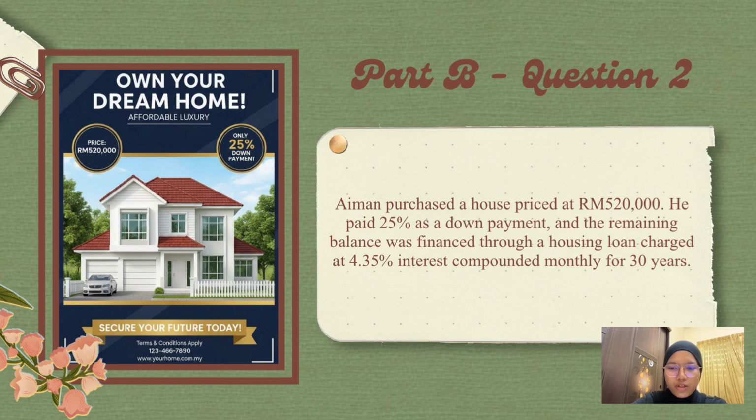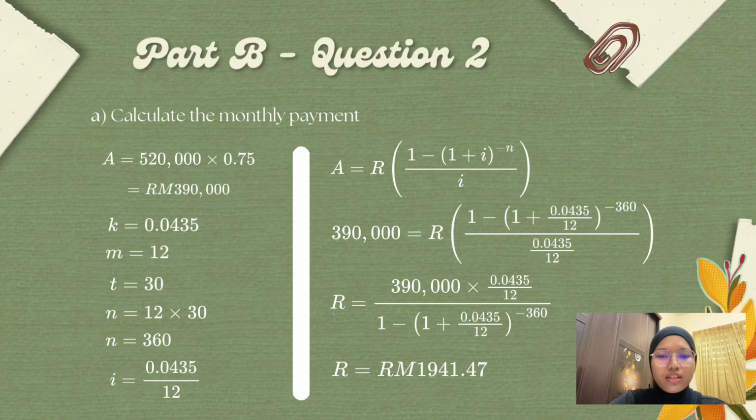For question 2 part B, Aiman purchased a house priced at 520,000. He paid 25% as a down payment, and the remaining balance was financed through a housing loan charged at 4.35% interest compounded monthly for 30 years. For the first question, calculate the monthly payment.